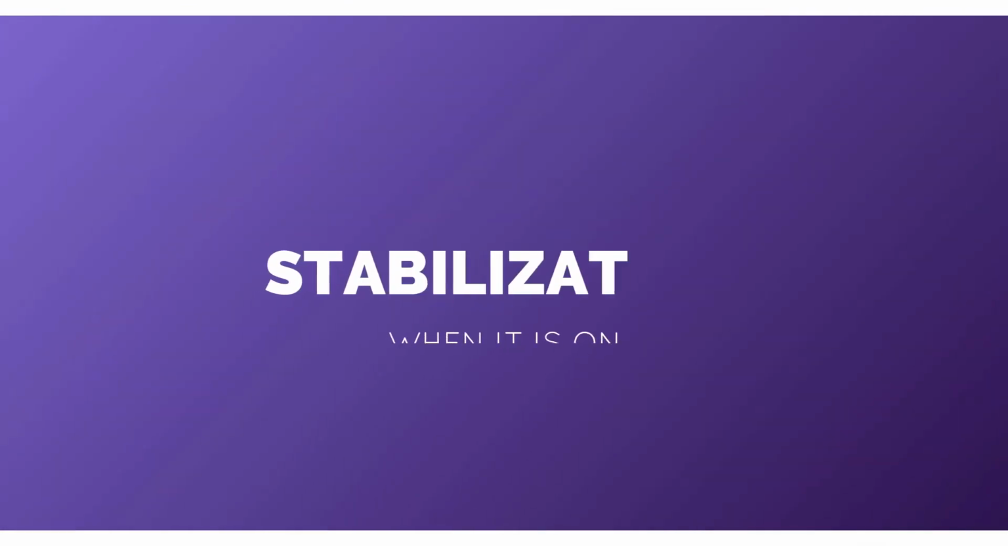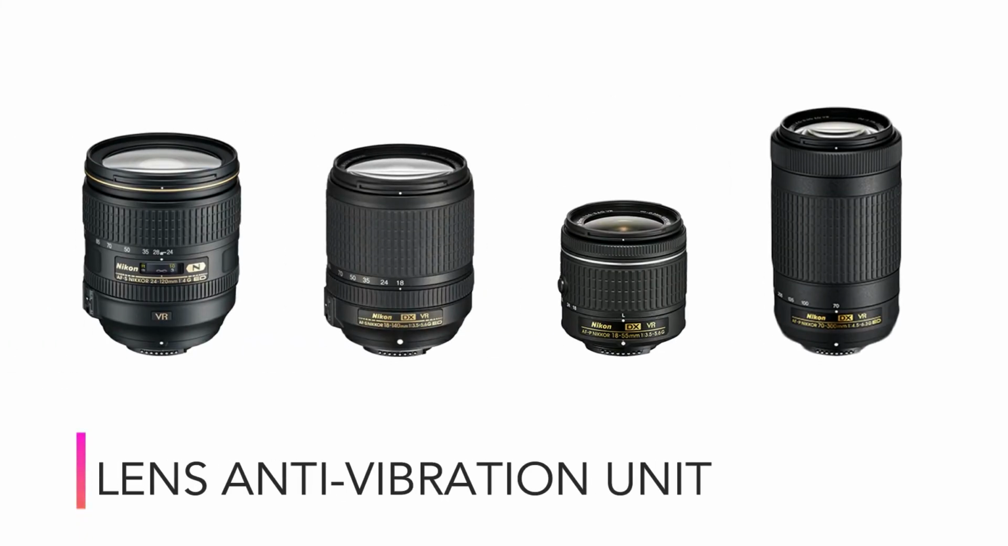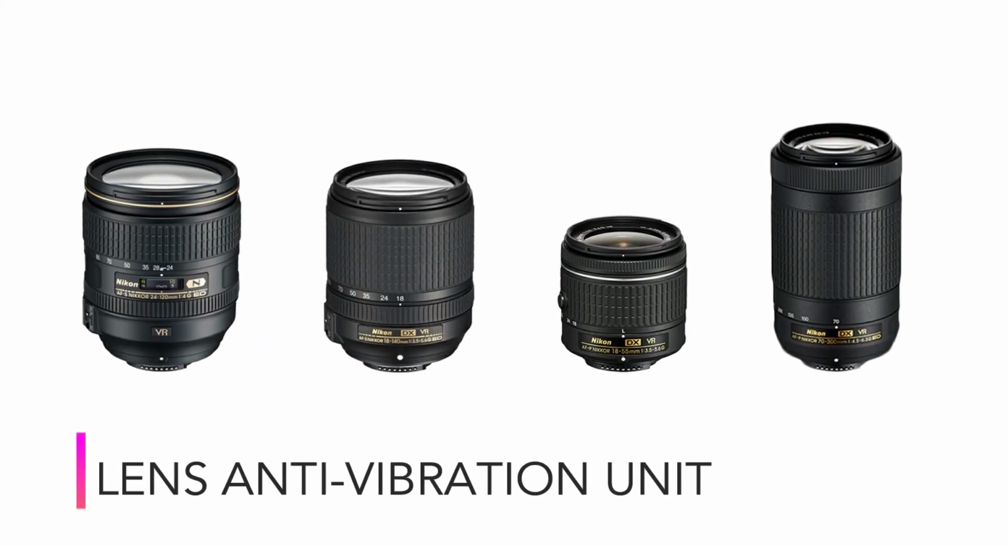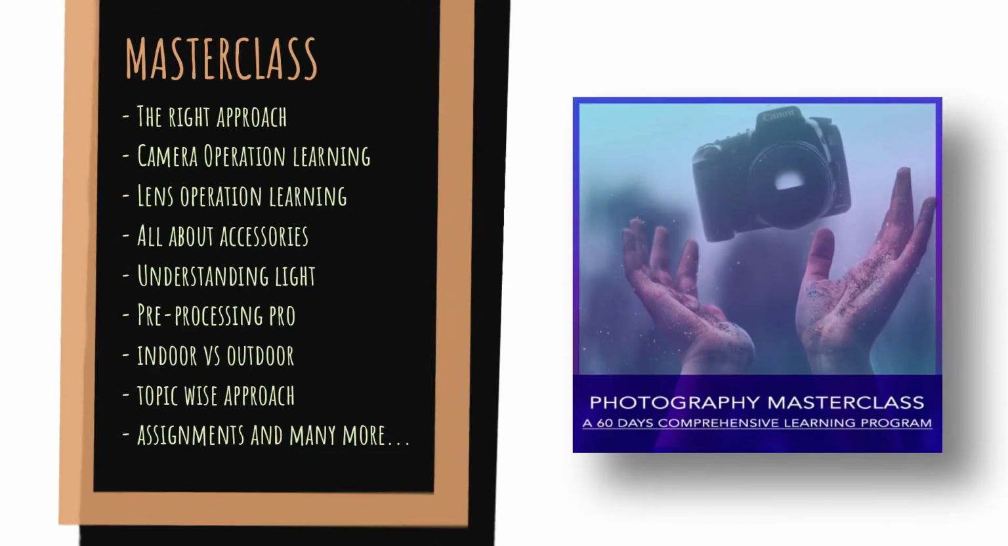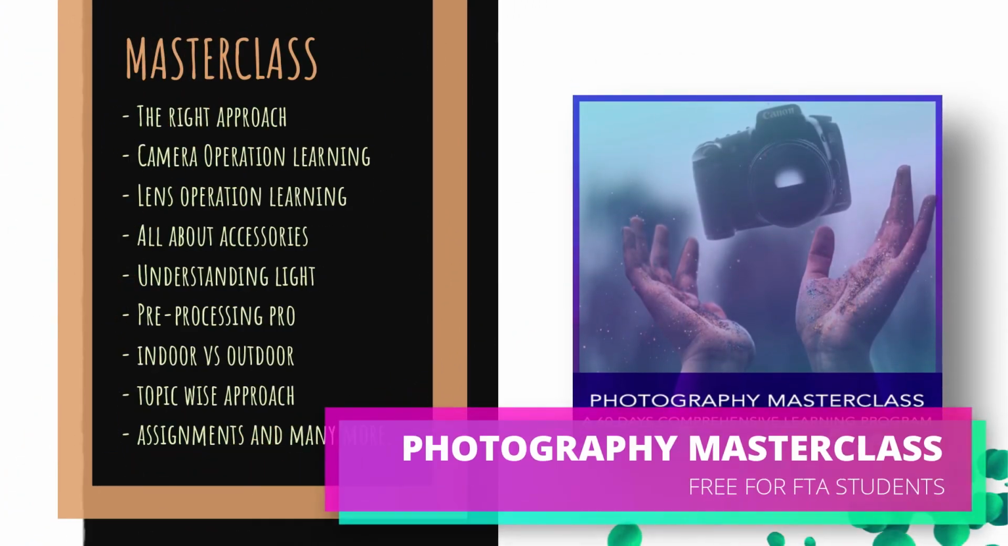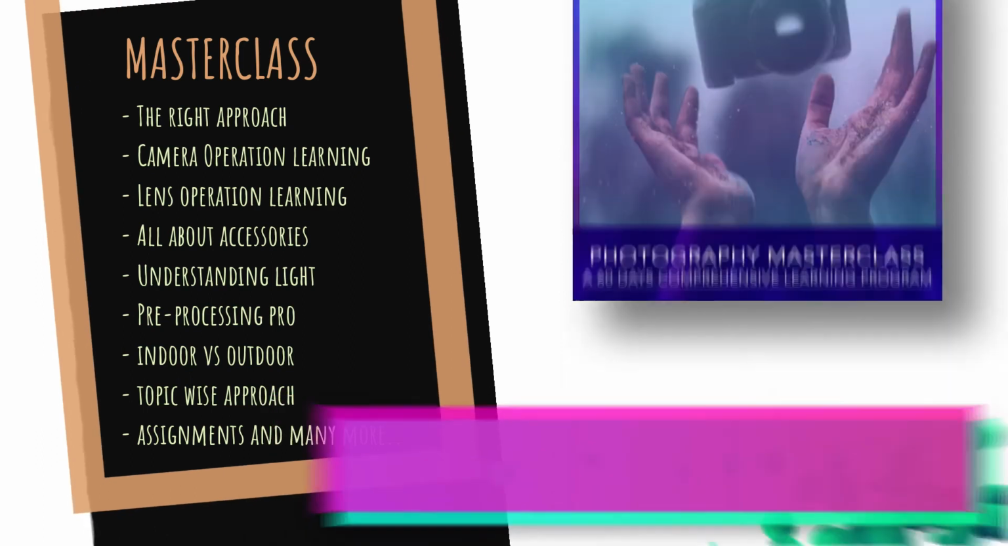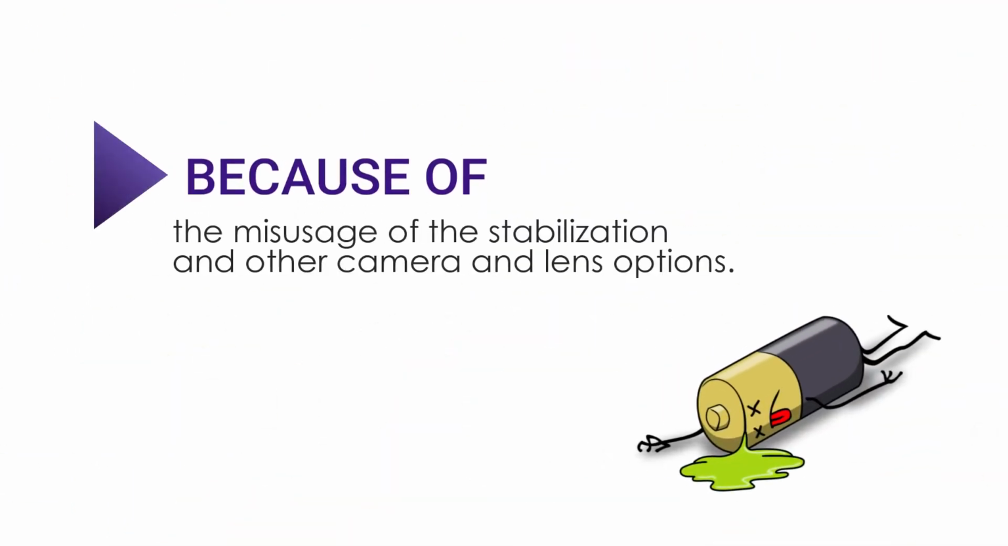Now, after turning on the lens stabilization, you can slow down the shutter speed depending upon the efficiency of the anti-vibration system of the lens. In the masterclass, we have provided the advanced formula that you can use to set the shutter speed like a professional without losing additional battery power.